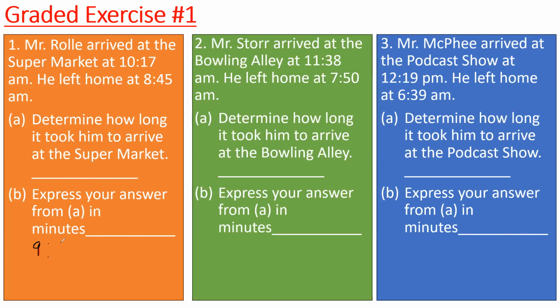So now you rewrite it as 9, and 60 plus 17 is 77. So you have 9 hours 77 minutes minus 8 hours 45 minutes. When you subtract that, that gives us 1 hour 42 minutes. Good. Did anyone else get 1 hour and 42 minutes?